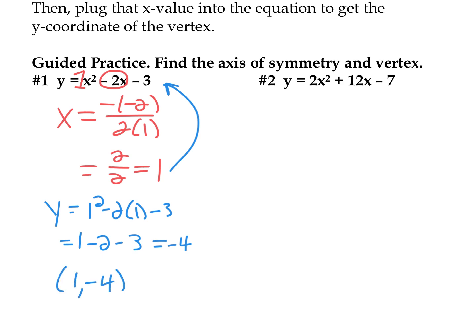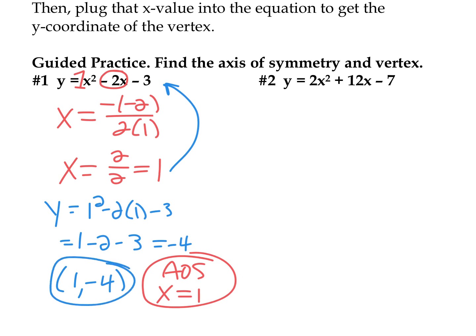My axis of symmetry would be x equals 1, what I found here. Remember, this is an x equals. So the axis of symmetry is x equals 1, and the vertex is the point 1 comma negative 4. Remember, the axis of symmetry, that x value will always be the x value of the vertex. That's why we can plug that value in, find the y value that goes with it, and that gives us a point that will be the lowest or highest point on our graph.